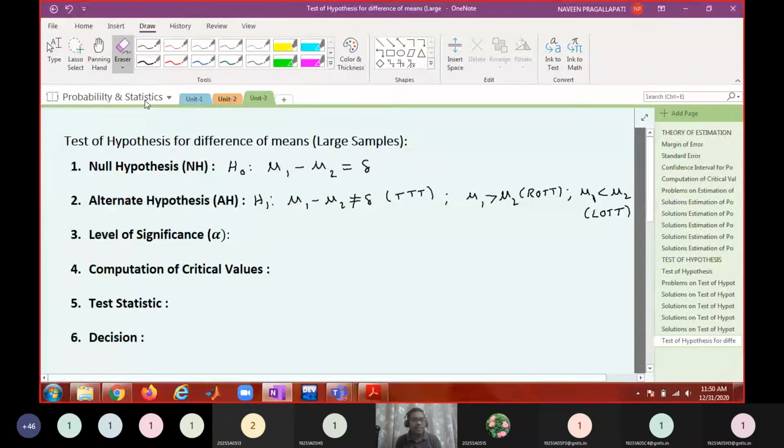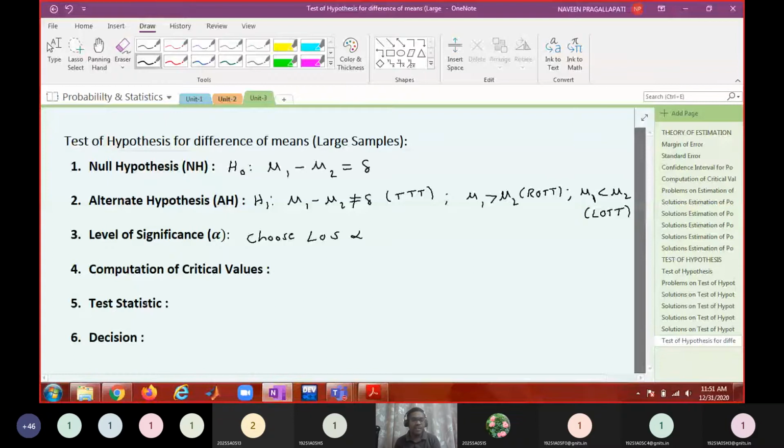Now the level of significance, we only have to choose, or that will be given in the problem. Choose level of significance, LOS. If it is not given in the problem, by default you choose it as 5%. If it is given in the problem, then whatever is given, whether it is 2% or 1% or 10%, you choose whatever is given.